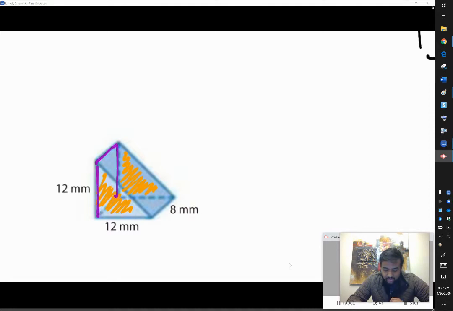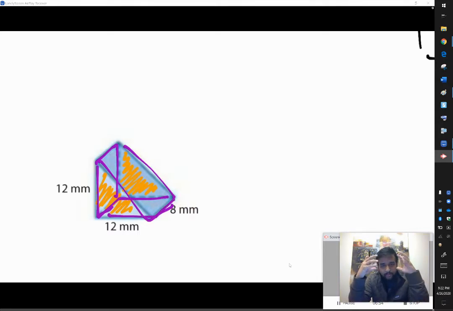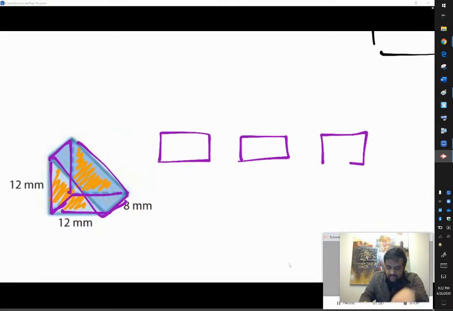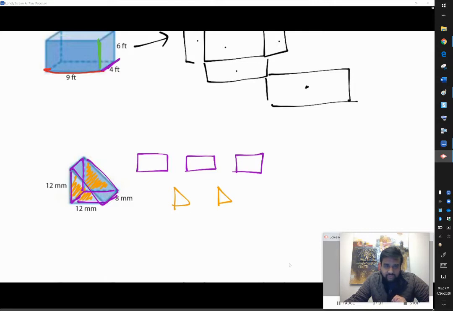So the lateral area, using that new term, would be the sum of these 3 rectangles, which again, you can reason your way through and figure out what the areas of each one of those are. They're not necessarily all the same, so you gotta be careful, but you have 3 rectangles and you have 2 triangles. Just find the areas of each and add them together, and that would be the surface area.